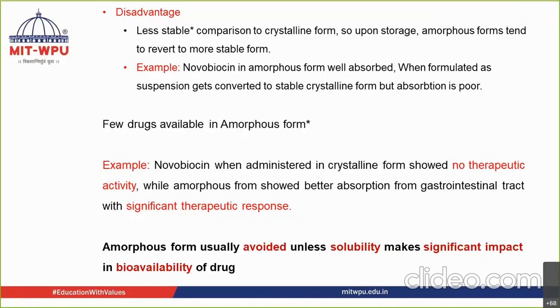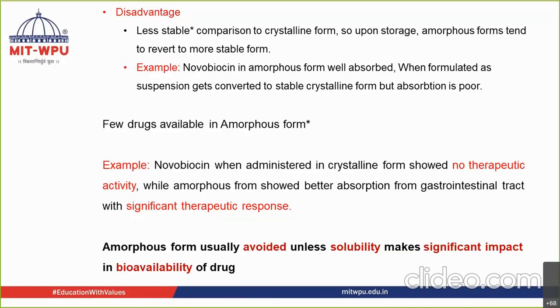There are very few drugs that are used in amorphous form, since it is less stable. To name a few, itraconazole is used in amorphous form. Celecoxib is another drug used in amorphous form. Cefpodoxime is another. And novobiocin, the example which you are studying, is also used in amorphous form. Otherwise, most of the drugs are used in crystalline form.